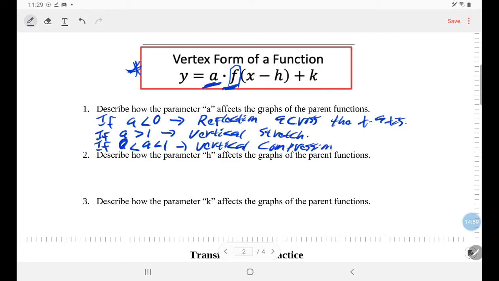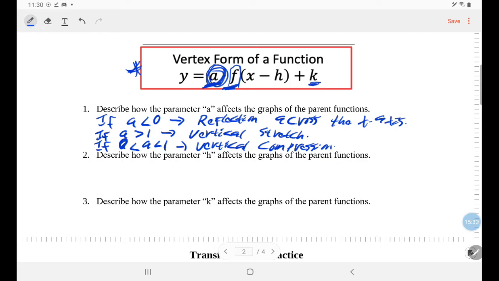Again, I cannot emphasize this enough. As this parameter a gets closer to 0, number one, it's going to make your graphs a lot wider, and it's going to get closer and closer to the x-axis. As this parameter a gets bigger, like 5, 7, 100, it stretches and your graph gets closer to the y-axis. Okay, so let's do the next one.